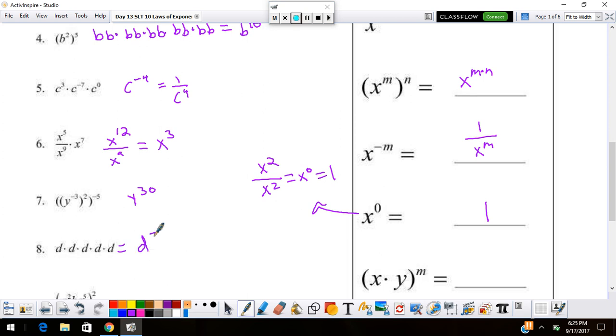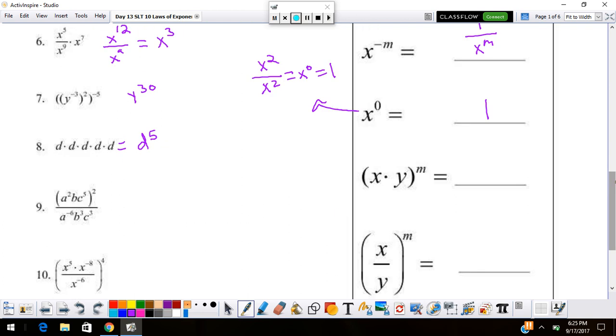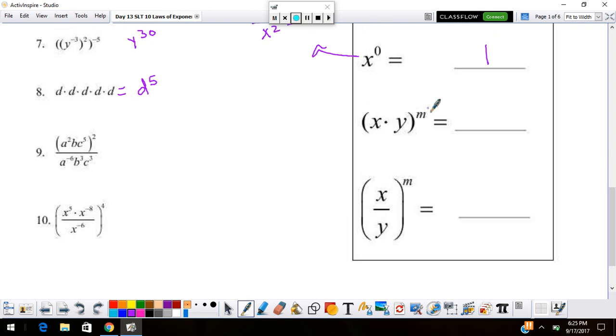And that's going to be d to the 5th. And then we've got some more difficult examples, but let's address these rules right here. If we've got multiplication going and it's raised to a power, it's just going to be x to the m times y to the m. Same thing here, this is going to be x to the m over y to the m.